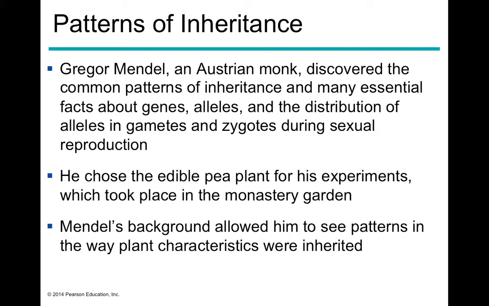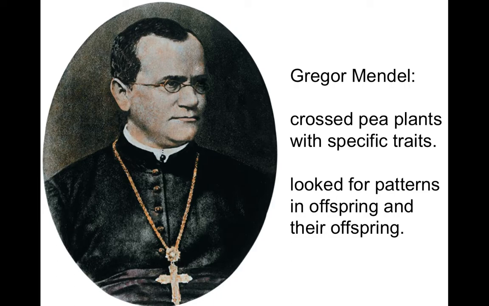And because he was a monk, he was told that he had to use something that they were able to eat, because it had to be practical, and so he used the pea plant, which they could eat the leftovers of, and it took place in the garden at the monastery. And he had a fantastic scientific background and a mathematical background, that allowed him to look at the patterns in the inheritance characteristics. So this is Gregor Mendel.